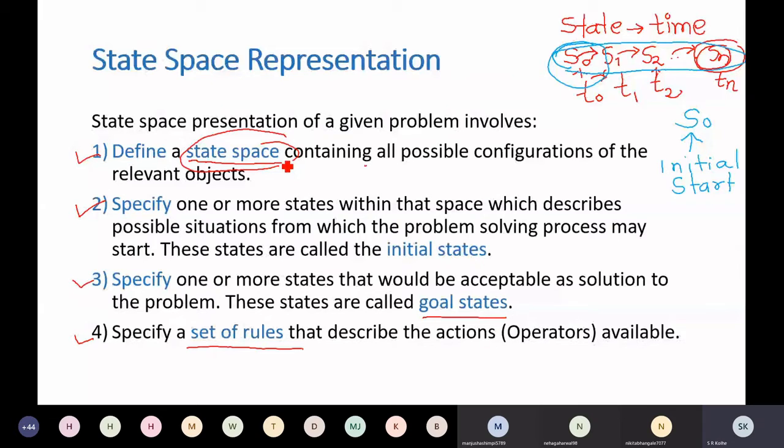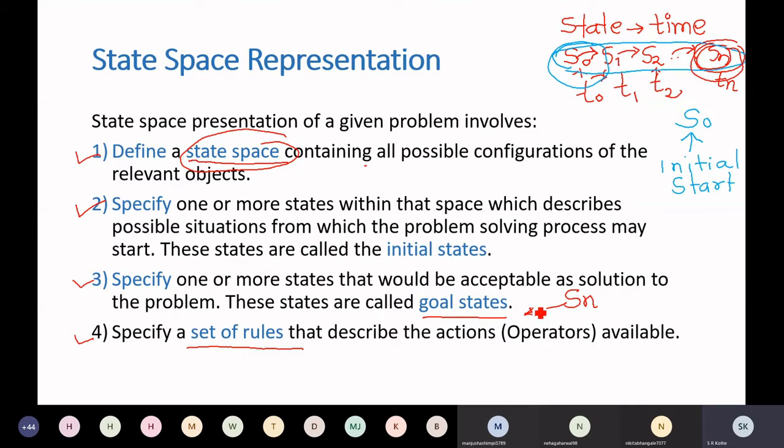Then the third step is, similarly, you have to define one or more states as an acceptable solution, and we call that the goal state or goal states. As I told you, if your Sn is a solution, then that can be the final state, and this final state you are going to call the goal state. So here Sn will be the final state in this particular example.